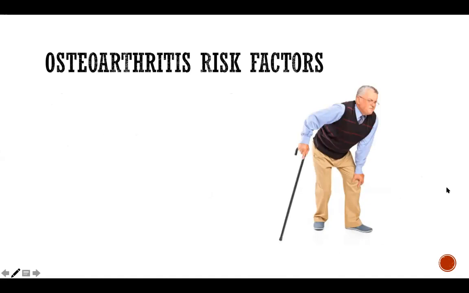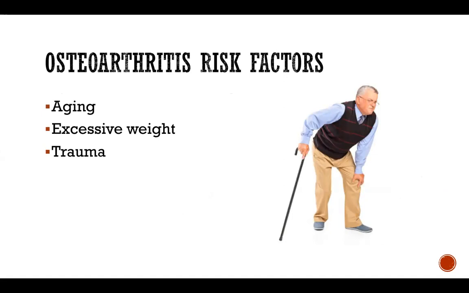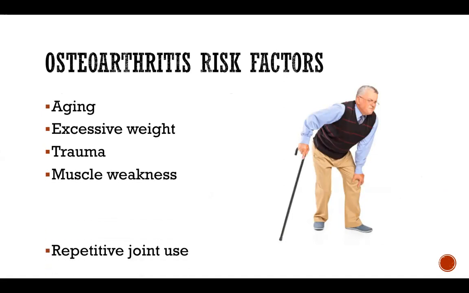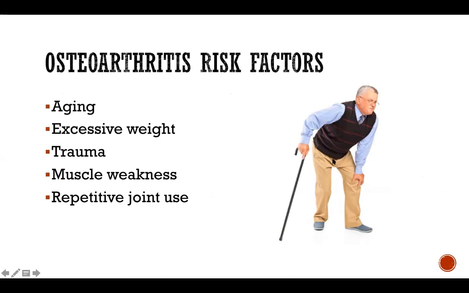What are the risk factors for osteoarthritis? So, of course, aging, excessive weight, trauma, muscle weakness, repetitive joint use. And repetitive joint use and trauma sometimes, but not always, go together. This could be in the case of, say, an athlete who's maybe had repetitive knee injury or repetitive use of their hands. This is actually decently common in rock climbers or soccer players or football players, things like that.